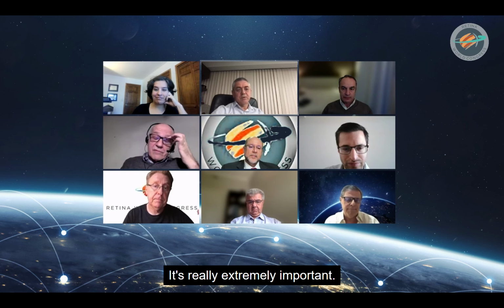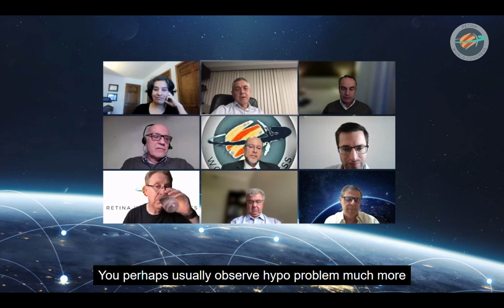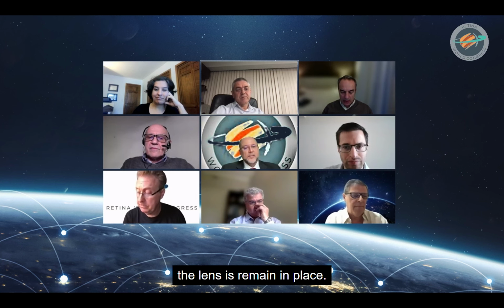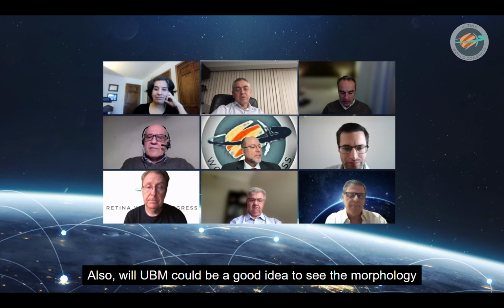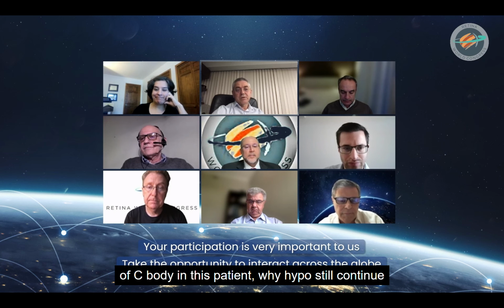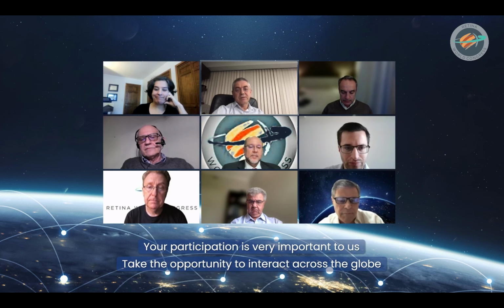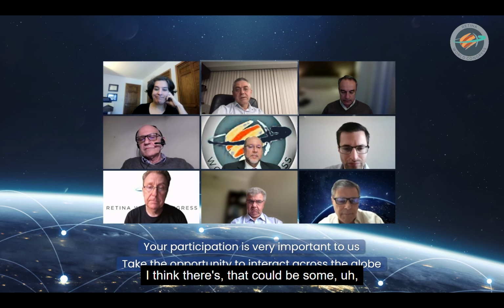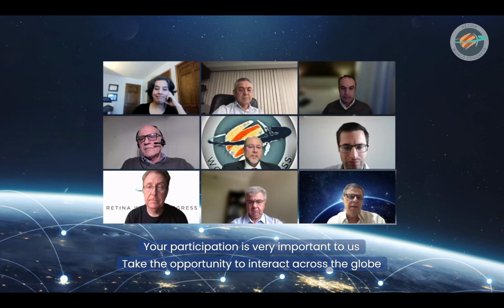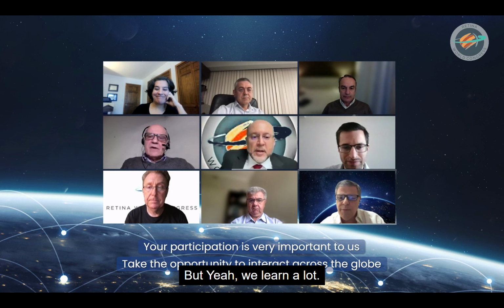It's really extremely important because we usually observe hypotony problem much more frequently in a pseudophakic patient if the lens remains in place. Also, UBM could be a good idea to see the morphology of ciliary body in this patient, why hypotony still continues after this membrane dissection. I think there could be some ciliary body atrophy also in this patient. Sure. But yeah, great case.